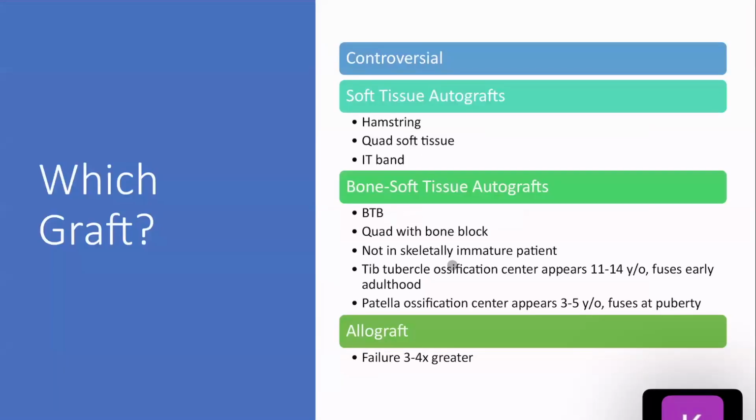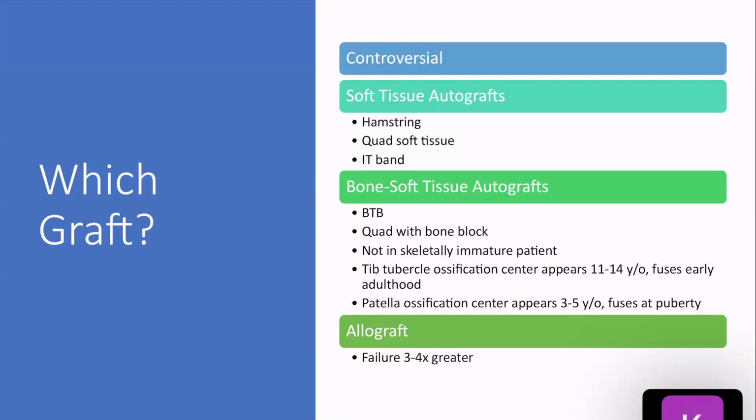All right, so remaining growth also influences the graft selection. Depending on if their growth plates are open, that's going to help me decide. Right away, I know I'm not going to offer them a bone-tendon-bone, but then I have different soft tissue grafts I could offer them. So graft choice is still a controversial topic. A soft tissue autograft is typically chosen for a skeletally immature patient, so hamstring, quadriceps without the bone block, IT band, of course, for the very young patients.